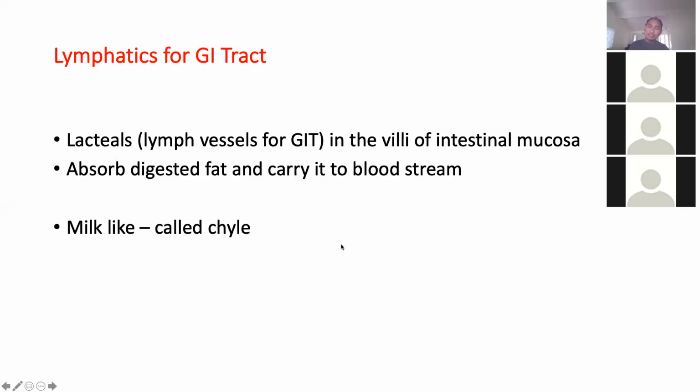So that is the Greek word chyle. Chyle is the milky fluid. So that's the lymphatic system from the gastrointestinal tract. They start with the lacteals, absorb it, and then send it to the bloodstream. And I want you to remember chyle.